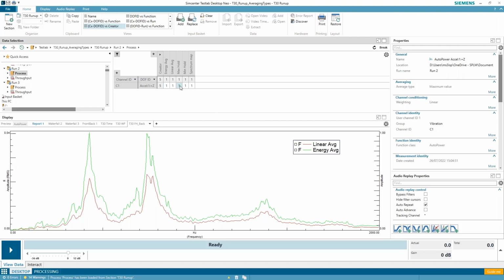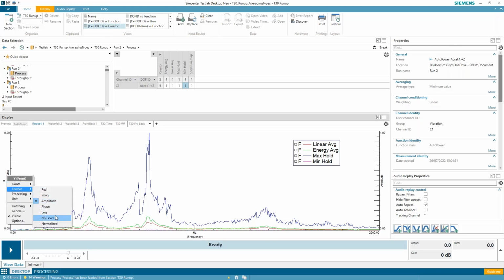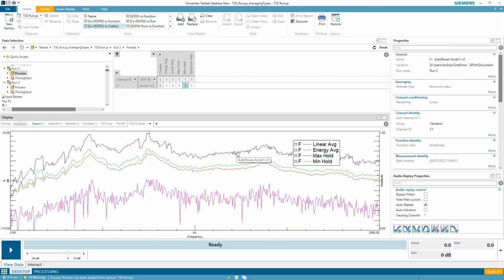Then if I put in my max hold, you see these are the highest values at every frequency line. My min hold here, it's hard to even see it, right, on this linear amplitude scale. So I'll go ahead and put it in decibels. And this is kind of what you expect. The average shouldn't be equivalent to your max hold, and it shouldn't be equivalent to your min hold. It should be somewhere in the middle, and that's exactly what we see.